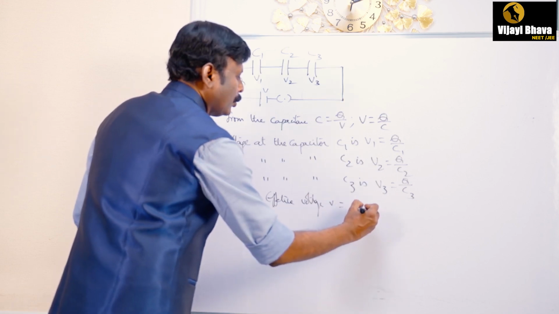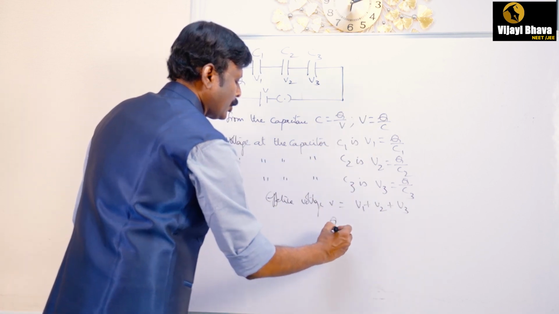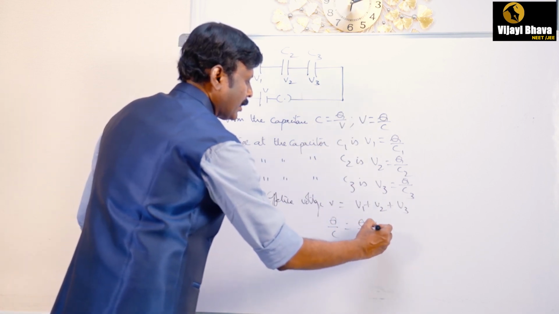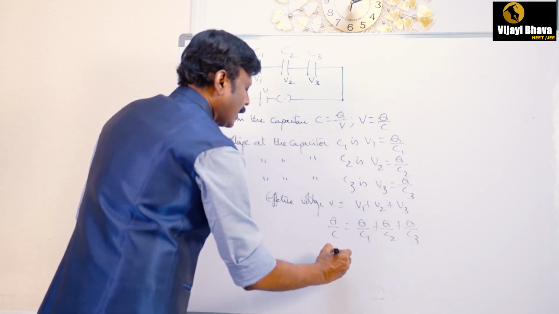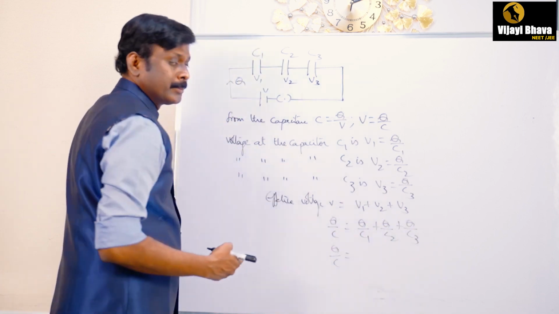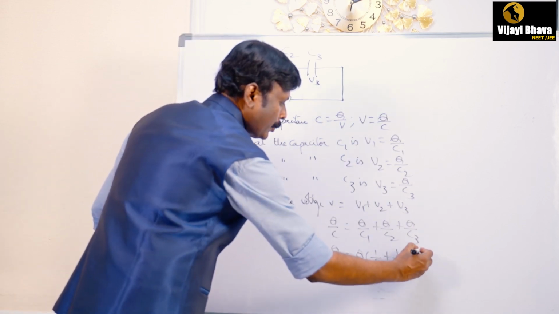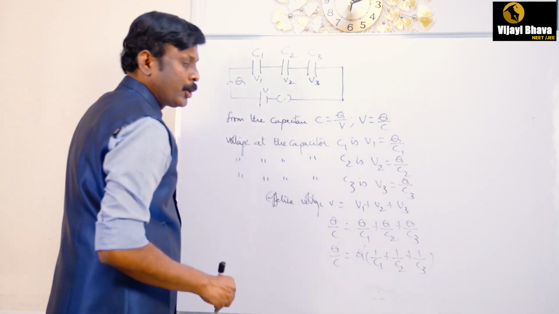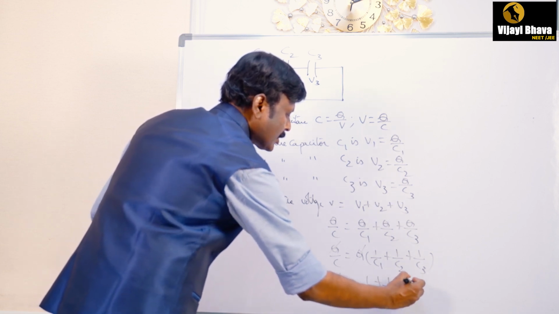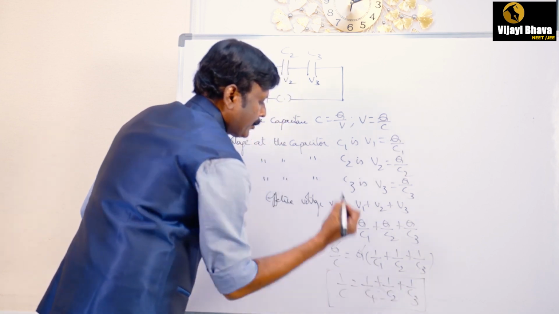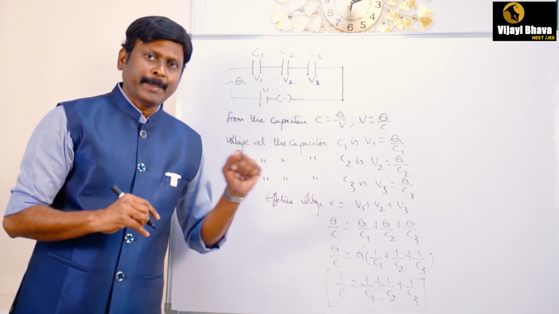Now, the effective voltage V is equal to V1 plus V2 plus V3. We have V as Q by C. So, substitute: V1 is Q by C1, V2 is Q by C2 and V3 is Q by C3. Now, Q by C is equal to, taking Q common, Q times 1 by C1 plus 1 by C2 plus 1 by C3. Let us cancel Q and Q. The remaining is 1 by C is equal to 1 by C1 plus 1 by C2 plus 1 by C3. This is the equation for effective capacitance.